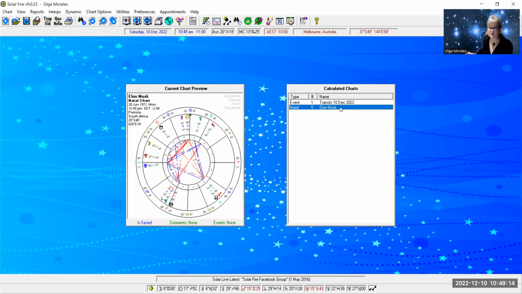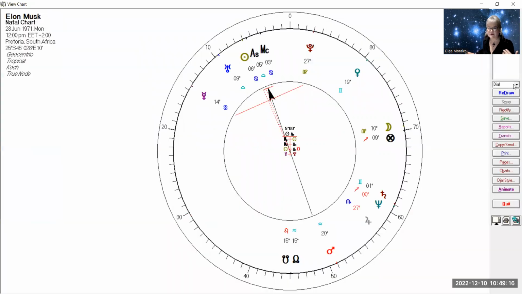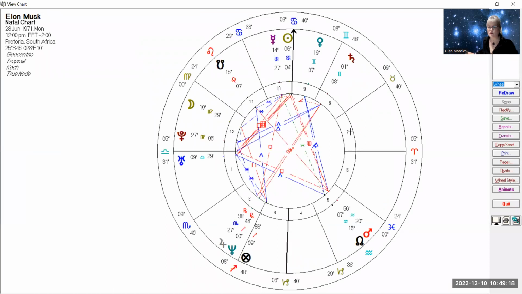So once you put up your normal chart, sorry, I should have gone back to that, your standard 360 wheel, you can see I don't have a time for Elon Musk, so I'm just using a midday chart. You can see the Sun is right on the Midheaven. Okay, so what do we do? How do I convert that to a dial?